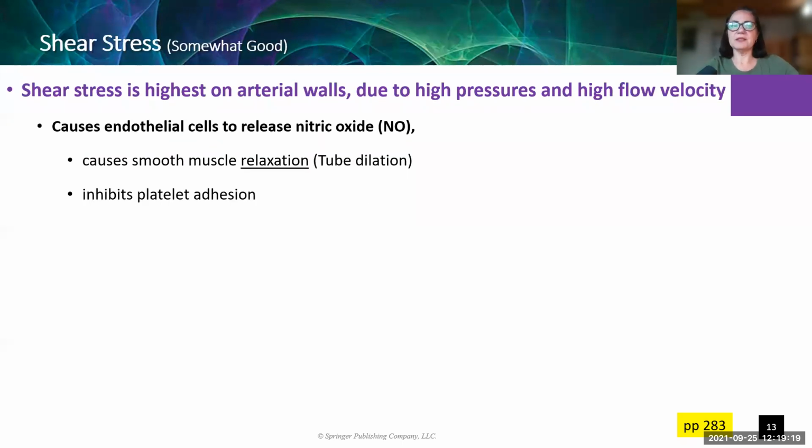Now let's talk about something known as shear stress. Sounds awful, but it's actually somewhat good. The way the cells of our circulatory system respond to shear stress helps us maintain good, healthy blood pressure. All right, so it's highest on arterial walls due to the high pressures that we have in the arteries and the high flow velocity. So the blood is just passing very quickly by the endothelial cells.